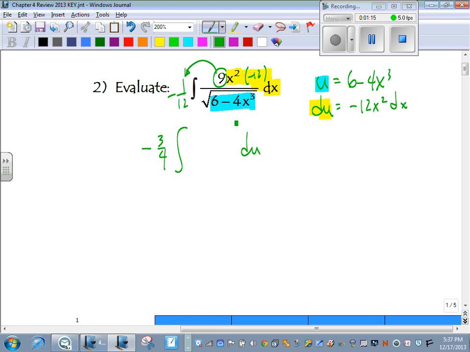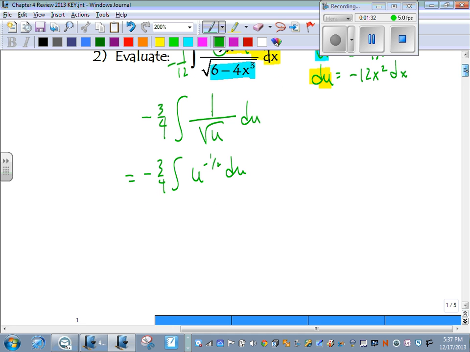So that leaves nothing on top, but not exactly nothing. We're going to leave a 1 on top, all over square root of u. But we can think of that as u to the negative 1/2 power. Now that's in one of those formats, just a variable to an exponent. We can easily take the antiderivative of that.